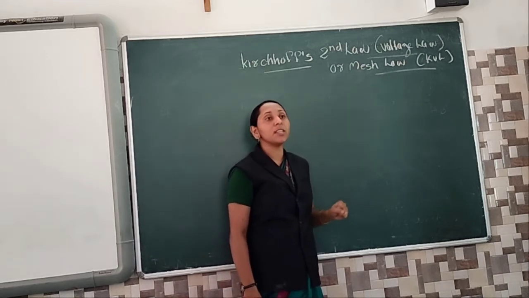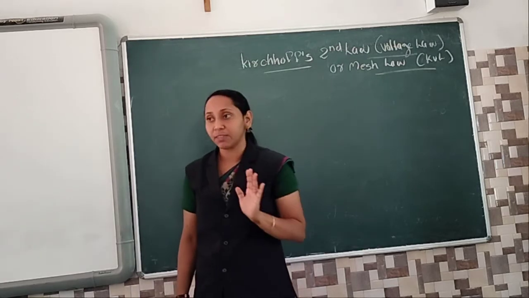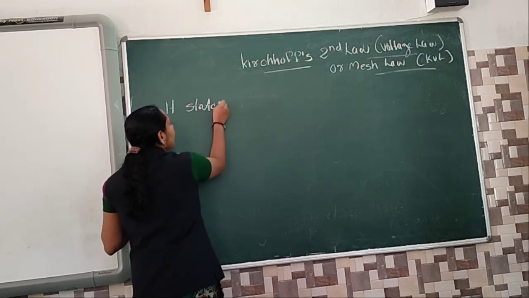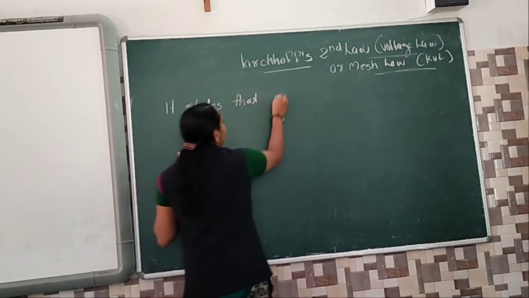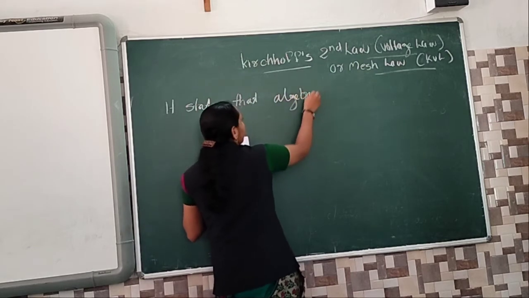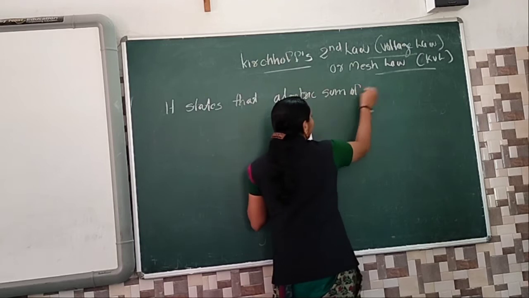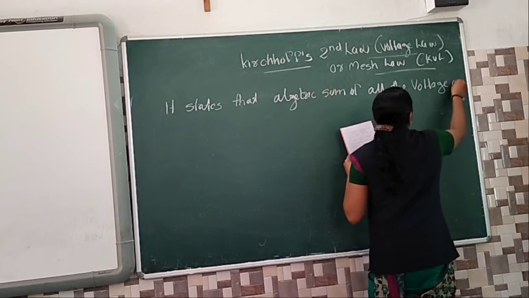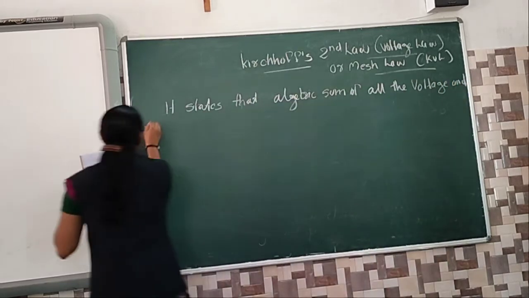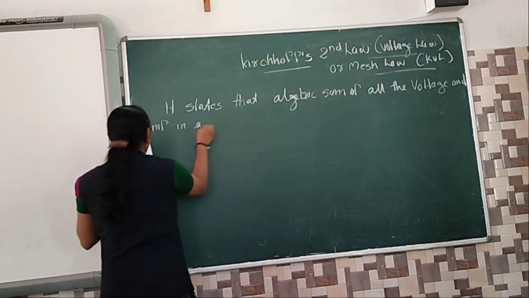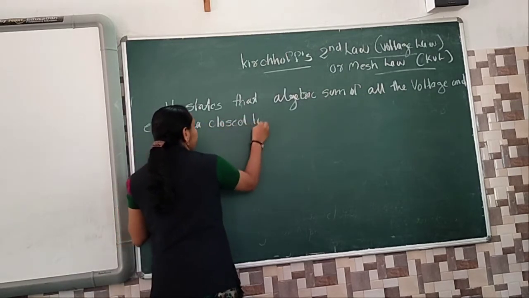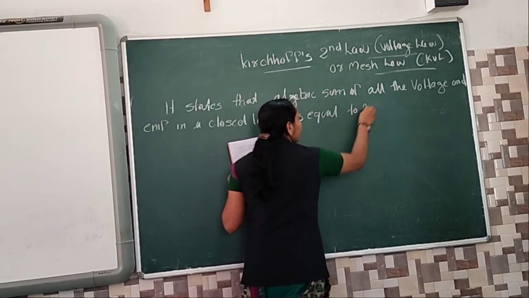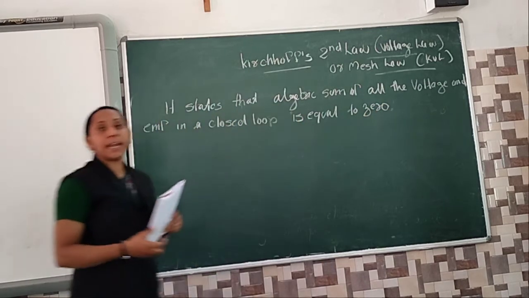Why is it called that? Because it goes around closed loops. So I am writing the statement of that. The law states that the algebraic sum of all the voltages and EMF in a closed loop is equal to 0. This is the statement of Kirchhoff's second law.